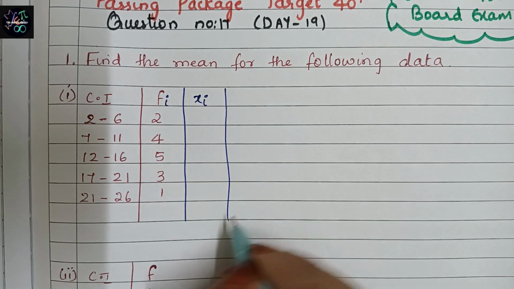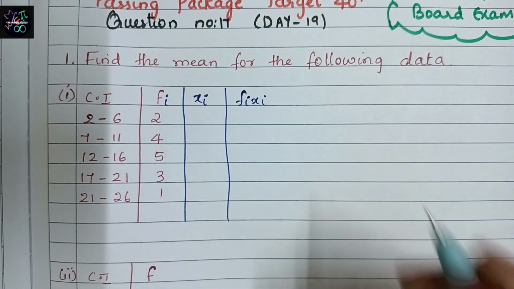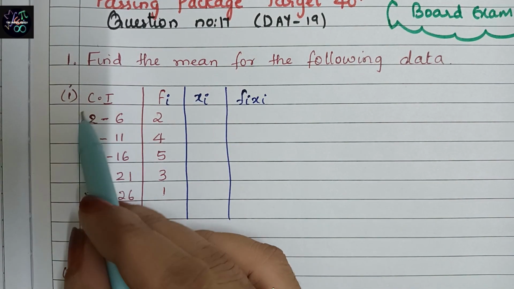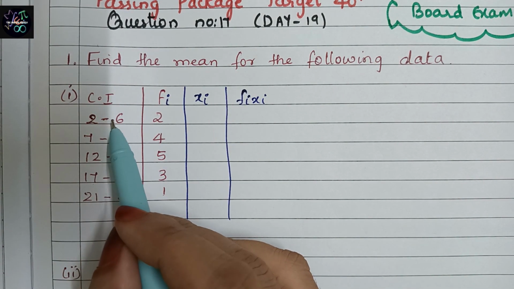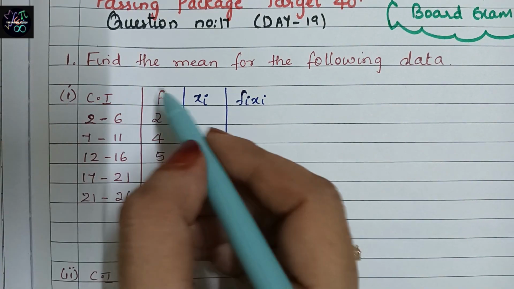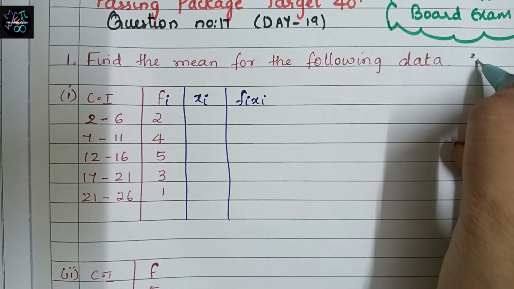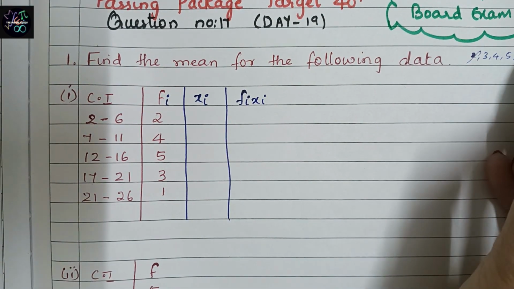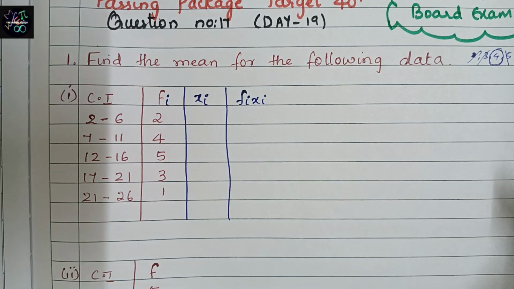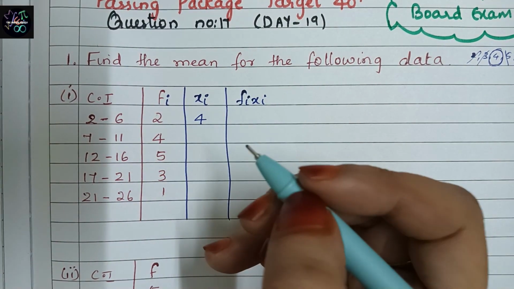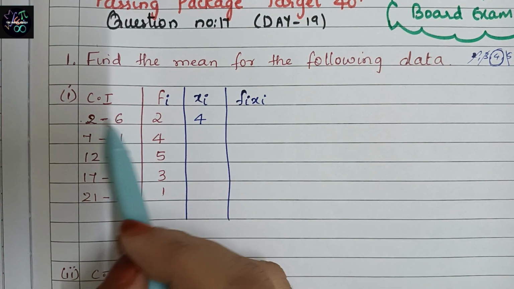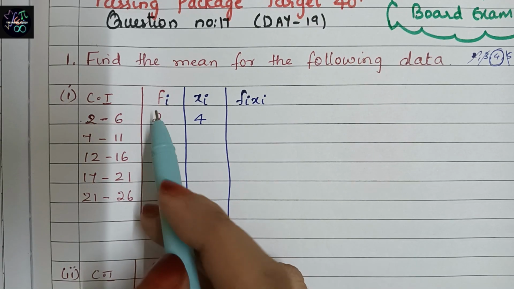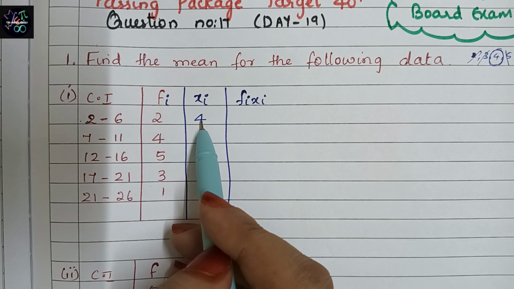Next is fi xi. So how will we get xi from this class interval? We will get the middle number. If we have small numbers, we can do it with this method: I'll write here 2, 3, 4, 5, 6, very small numbers. The middle number is 4. If we have very big numbers, the method is 6 plus 2, we should add these two numbers. 6 plus 2 is 8, half of 8, we have to divide by 2. Half of 8 is 4.